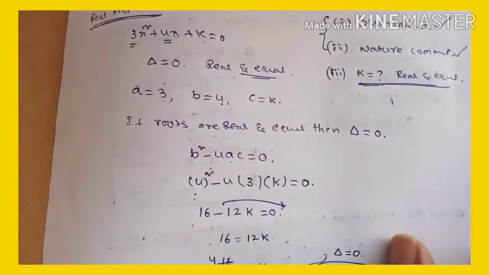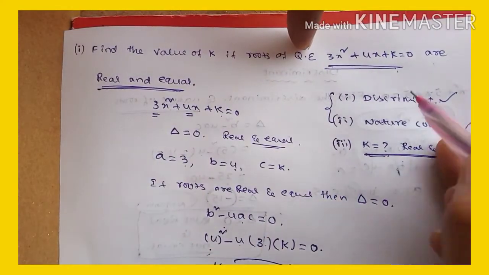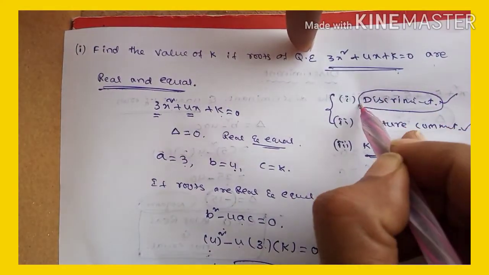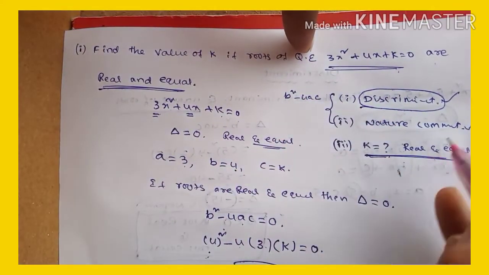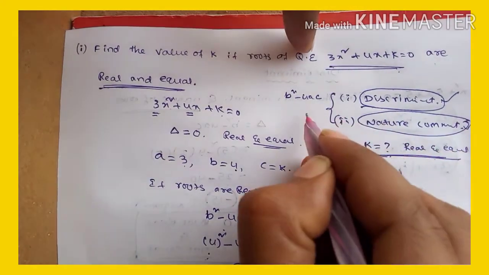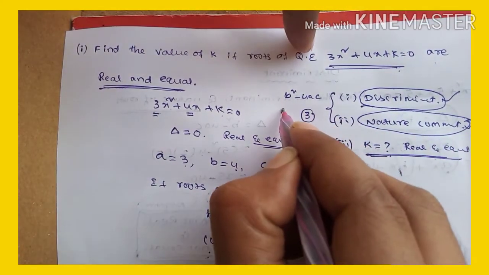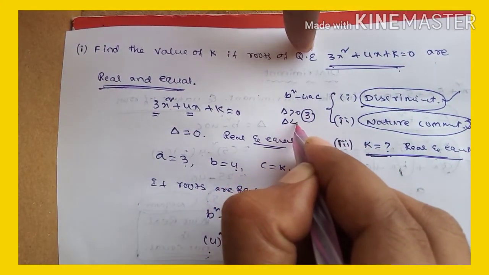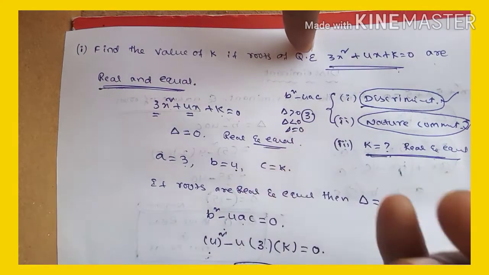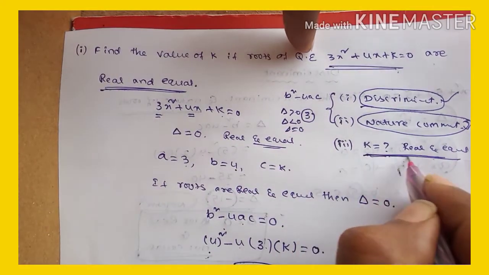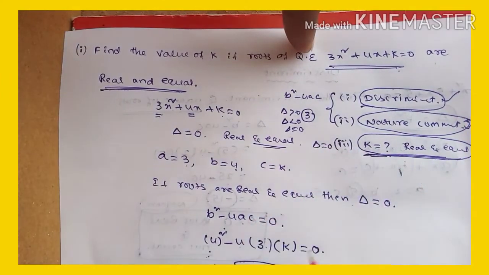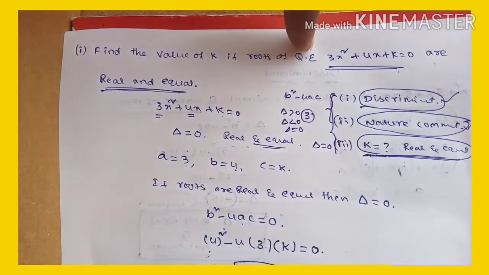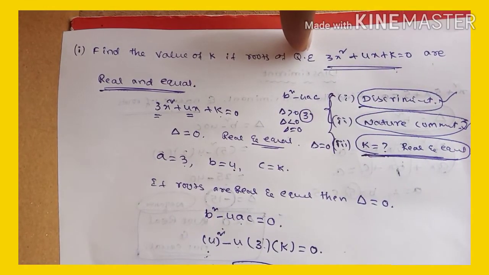Okay, now in this video we discussed till now what is the discriminant of the equation, the formula b square minus 4ac, and the nature of the roots. We learned the three conditions: delta greater than 0, delta less than 0, delta equal to 0. Now finding the value of k by applying delta is equal to 0. These are the three methods we learned based on the discriminant only.